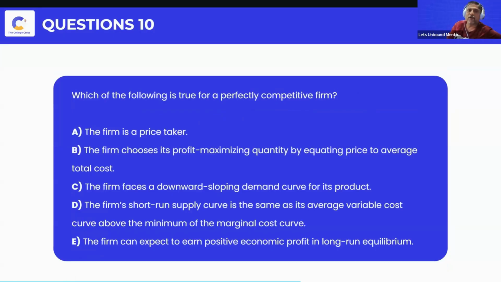All right, now which of the following is true for a completely or a perfectly competitive firm? Okay, so now we are moving to another unit here, theory of firms, and we are talking about perfect competition here. So which of the following is true for a perfectly competitive firm? A perfectly competitive firm is always a price taker. Therefore, the correct answer is option A itself.